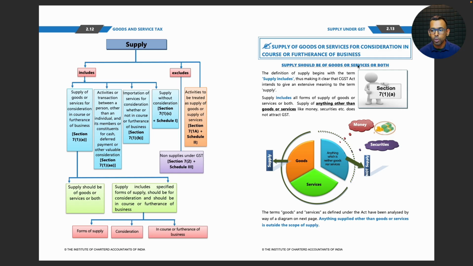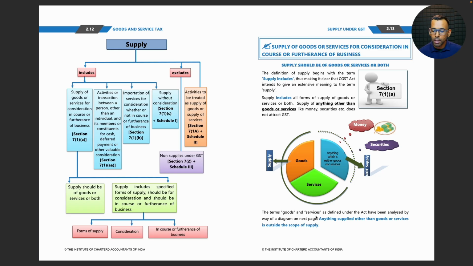Supply should be of goods or services or both. So whatever we are seeing here is being explained here. The definition of supply begins with the term supply includes, thus making it clear that the GST Act intends to give an extensive meaning to the term supply. Supply includes all forms of supply of goods or services or both. Supply of anything other than goods or services, like money, securities, etc. does not attract GST. So all goods and all services are covered except certain non-supplies, like money and securities.